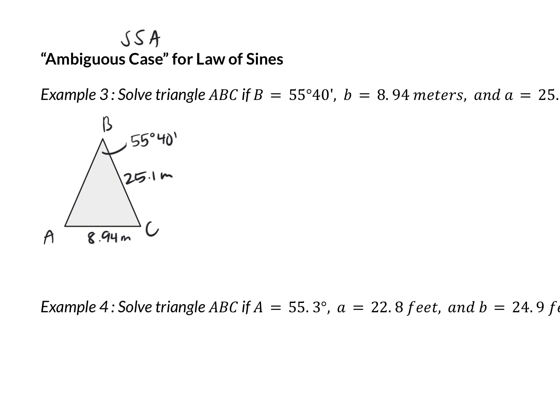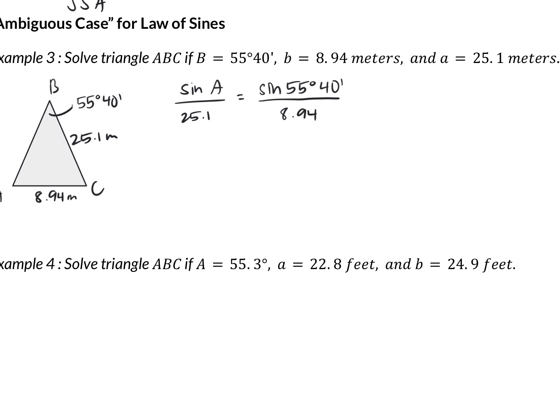Okay, so let's go ahead and set up my proportion here. My proportion is sine of A over side length of A, 25.1, is going to equal sine of 55 degrees, 40 minutes, divided by 8.94, is then going to equal sine of C divided by side length of C. Okay, so what variable could I solve for here first? A. If I solve for A, I'm going to set the first two fractions equal to each other, right?